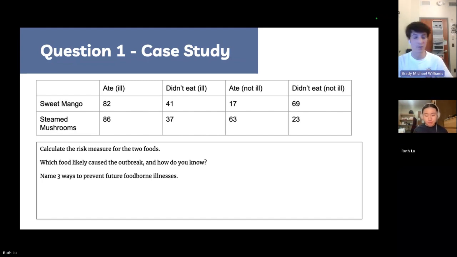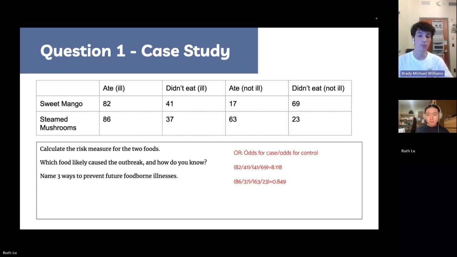All right, let's look at the answers now. So if you could hit to the next slide. So here is our odds ratio calculation. Remember, we want to look at the odds for the case and the odds for the control. So our odds for the people who got sick would be 82 over 41. Our odds for the people who didn't get sick would be 17 over 69, and that gives us an odds ratio of 8.118 for the sweet mango.